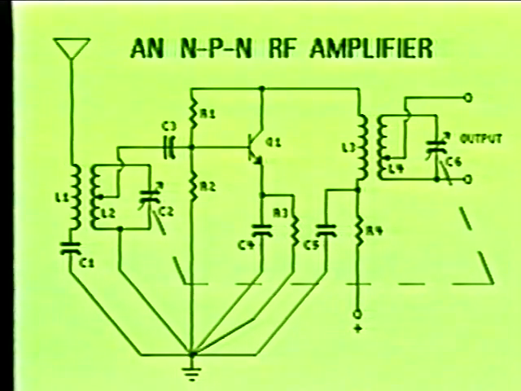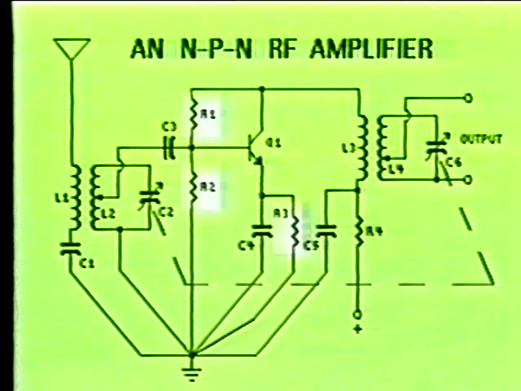Here you see another small signal RF amplifier stage. This amplifier uses an NPN bipolar junction transistor with degenerative voltage divider bias and emitter stabilization. Resistors R1, R2, and R3 are used to bias the transistor for Class A operation.